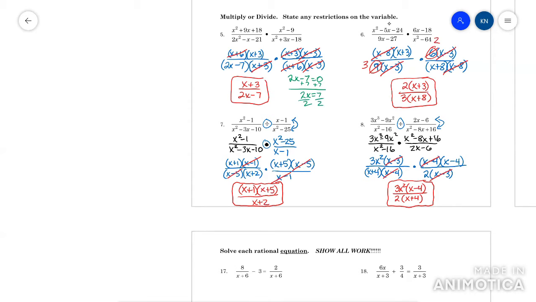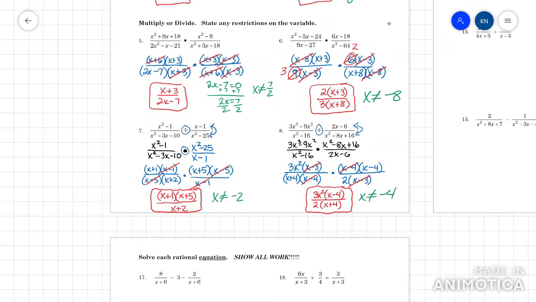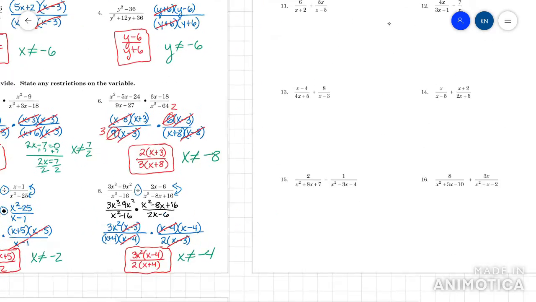Divide by 2. X could not be 7/2. Okay, this one, you don't do anything with the 3. You only do this when there's a letter x down there. So like this x plus 8, yes, x could not be -8. But the 3 you kind of ignore. So this one, x could not be -2. X could not be -4. I'm ignoring this 2 because there's not a letter x there. So that's what it means when it says restrictions on the variable.